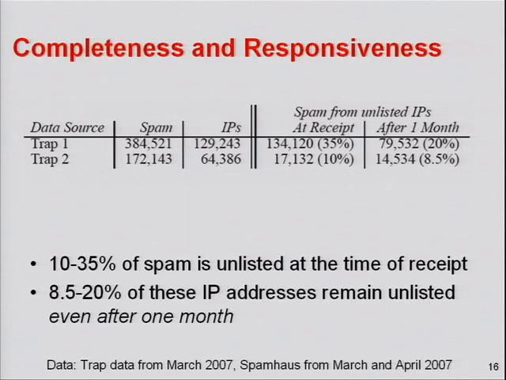In terms of responsiveness, we can look at what fraction of the corresponding spam was from IPs that were still unlisted after a month. So still, a month later, about 20% of the total, about 2/3 of the spam that we saw at the time of receipt was coming from IP addresses that were essentially never listed. After a month, they were still unlisted. Okay, so work to do.